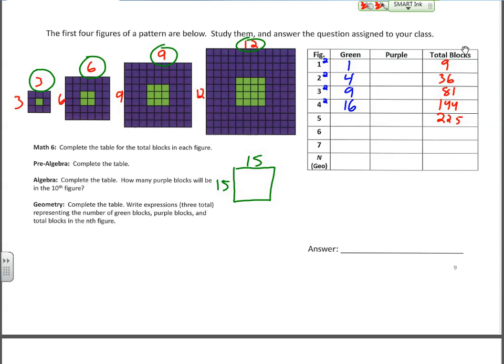And then getting the purple blocks is simply, once we got 2 of the columns filled out, we can get that middle column with subtraction. 1 green block out of 9 total, that means there has to be 8 purple. 4 green blocks out of 36 total, there has to be 32 purple ones, right? 9 green blocks, 81 total, there has to be 72 purple ones, and so on and so forth. So lots of patterns here to work with, dealing with squares, and your job pre-algebra is to complete the table.